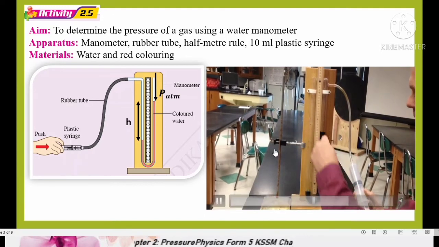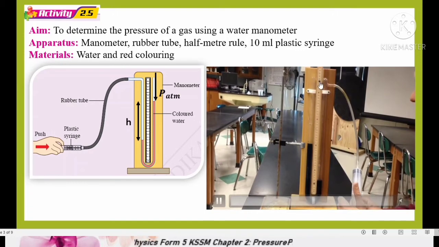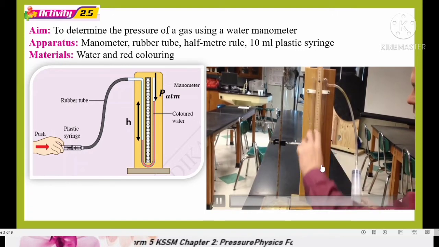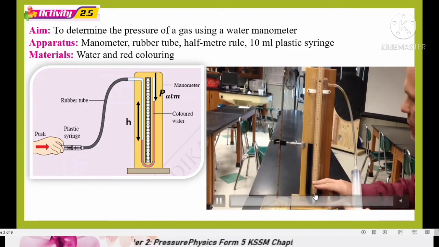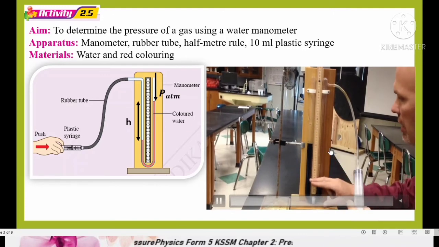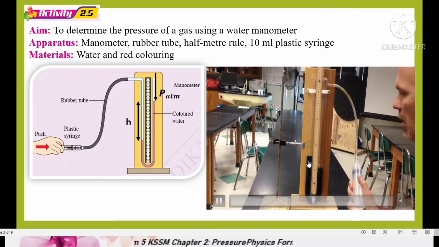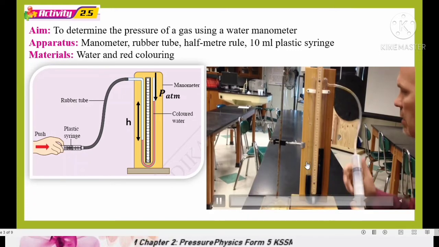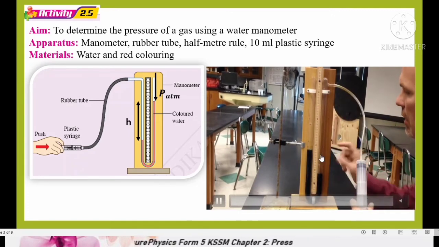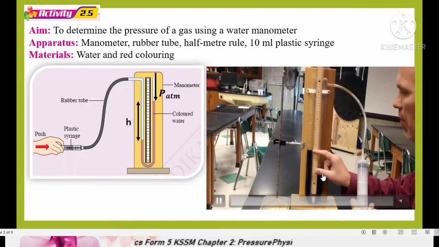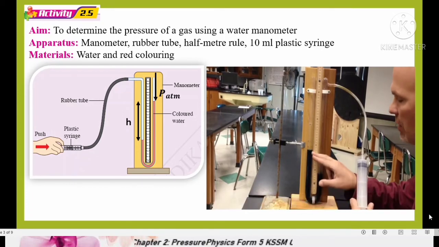Same thing as what we already showed before. If you compress or press it, for this side, you can see the gas now is winning the competition, meaning that the gas pressure is higher than atmospheric pressure. That's why the gas is able to push the level lower compared to the other side. So in this case, atmospheric pressure is higher. For this case, gas pressure is higher. Okay, so from here, we can determine the gas pressure.